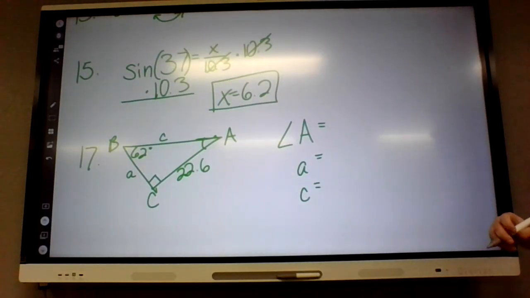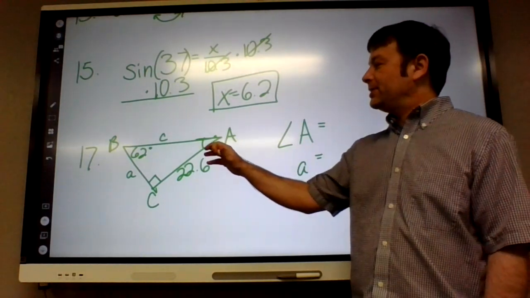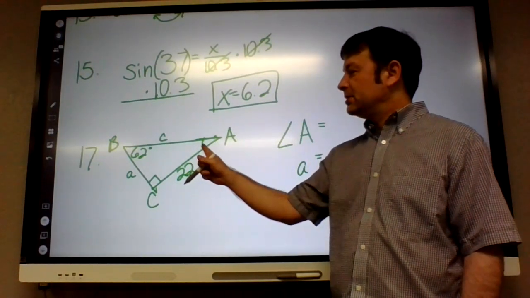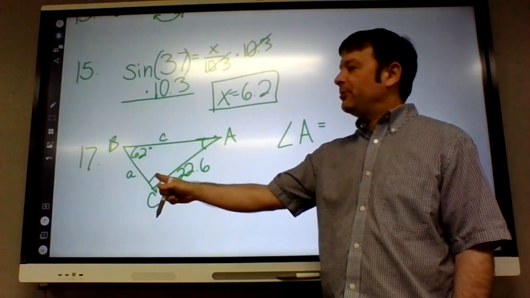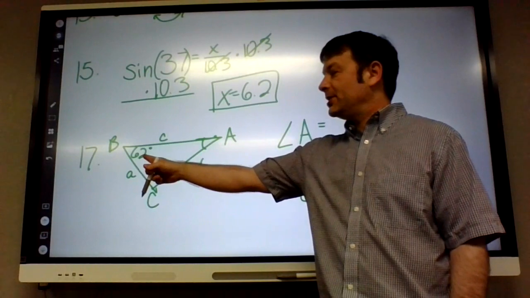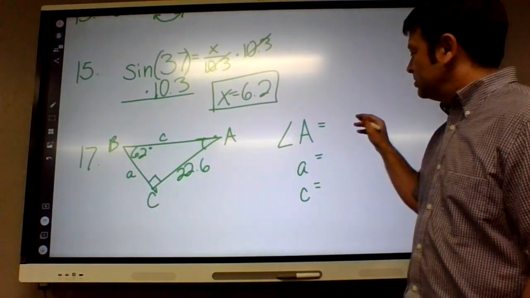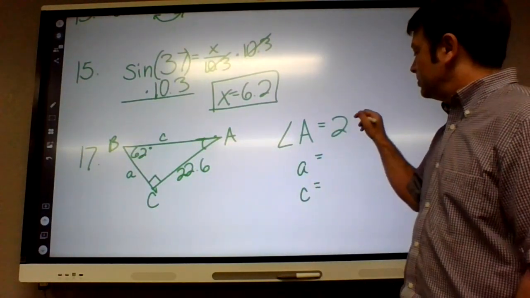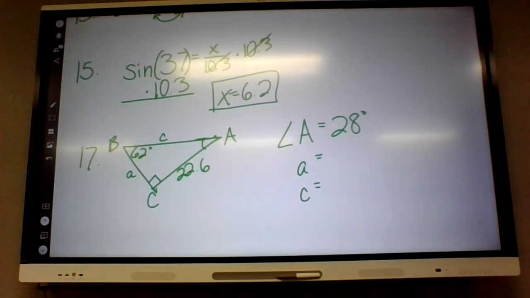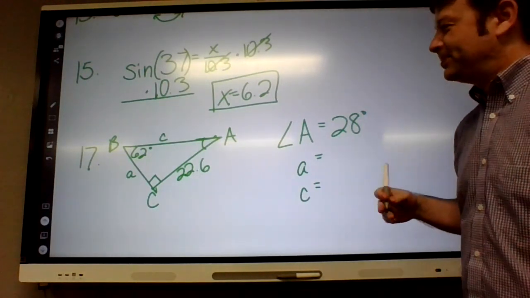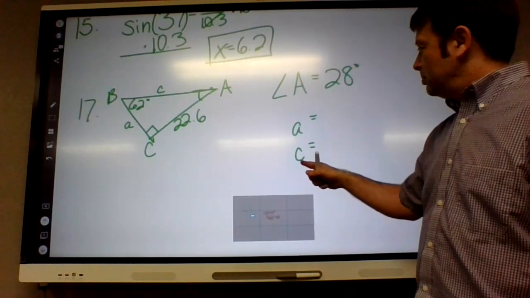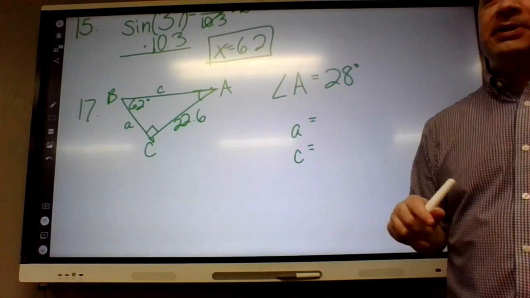All right. How do I find angle A? Some of you said it already: 180 minus 62 plus 90. Remember when you do 180 minus 90, that just leaves 90. So you can just do 90 minus 62, which is 28. Or you could think of 30, 60, 90. That's probably just going to confuse people.